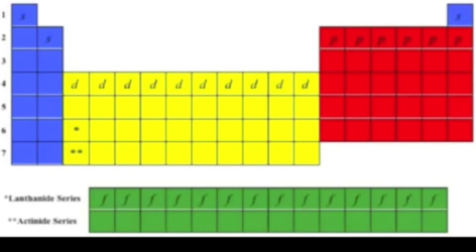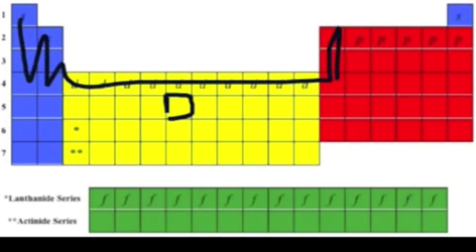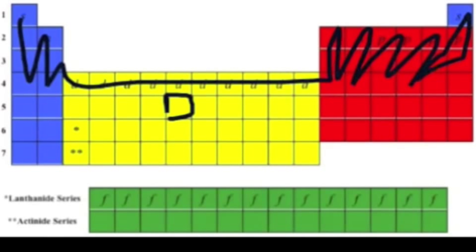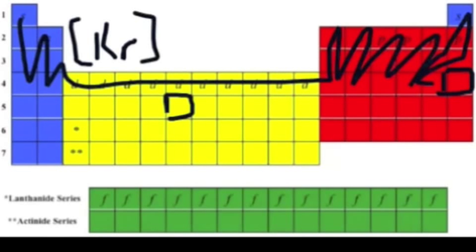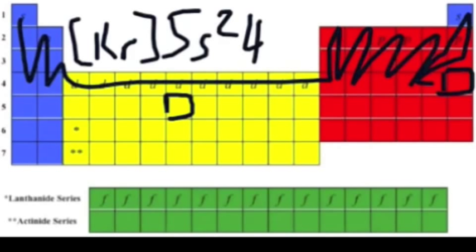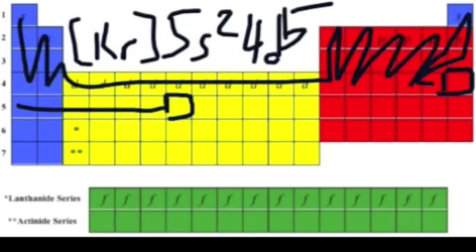Okay, the next one is technetium. So it's right here. And sure enough, it's got all these electrons that are included in krypton. So we'll say krypton plus 5s2 plus 4d5. Right there. And we have technetium.